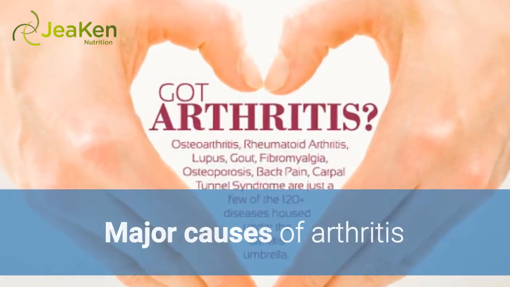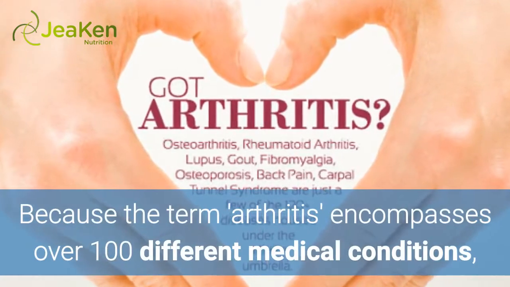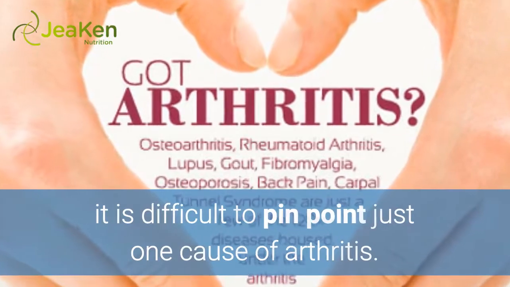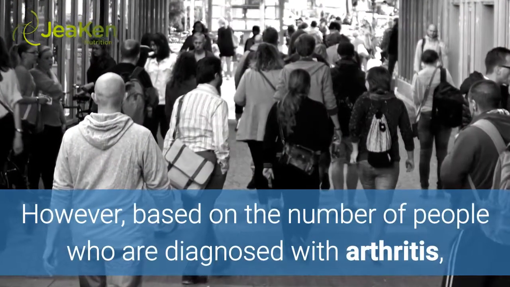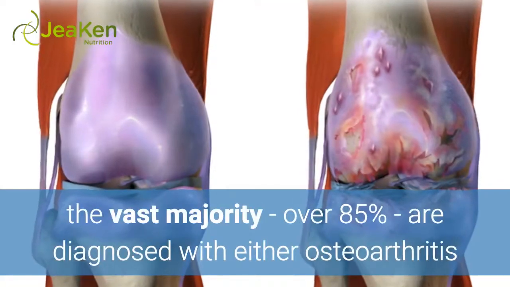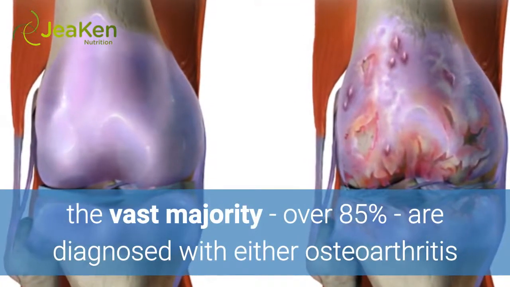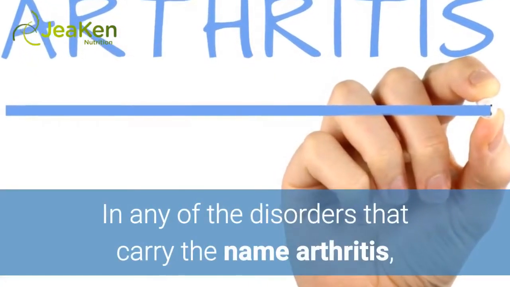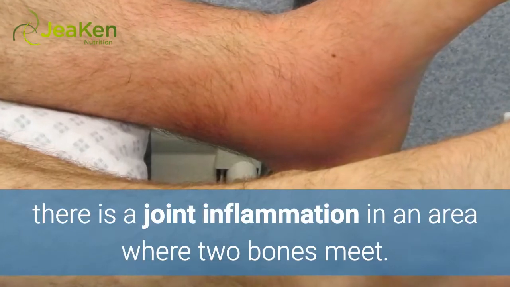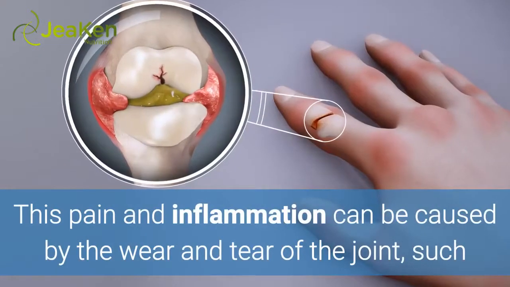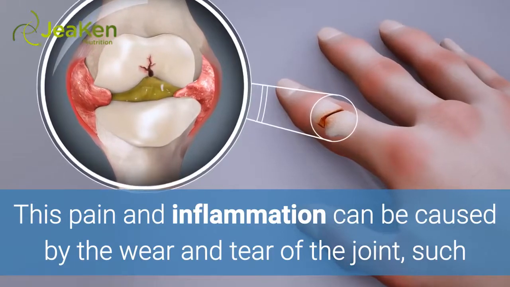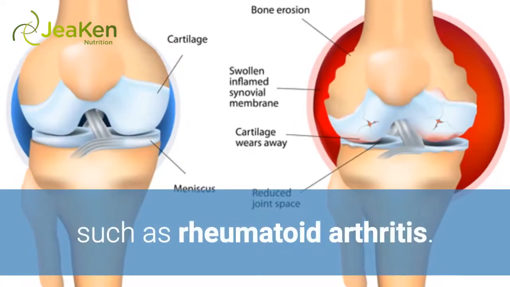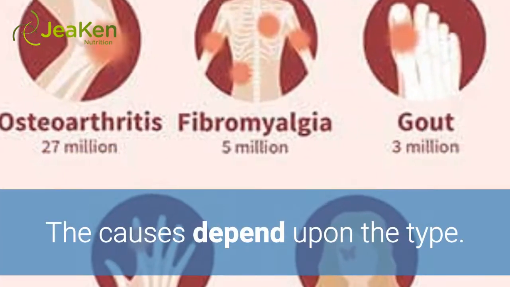Major causes of arthritis. Because the term arthritis encompasses over 100 different medical conditions, it is difficult to pinpoint just one cause of arthritis. However, based on the number of people who are diagnosed with arthritis, the vast majority, over 85%, are diagnosed with either osteoarthritis or rheumatoid arthritis. In any of the disorders that carry the name arthritis, there is a joint inflammation in an area where two bones meet. This pain and inflammation can be caused by the wear and tear of the joint, such as osteoarthritis or injury, or from an immune system gone awry, such as rheumatoid arthritis. The causes depend upon the type.